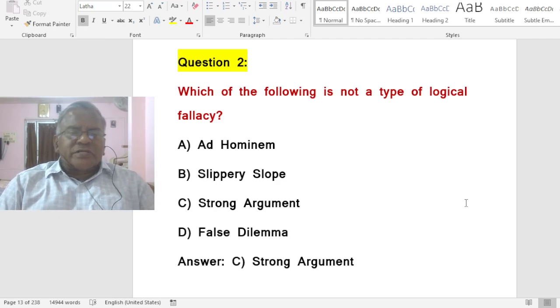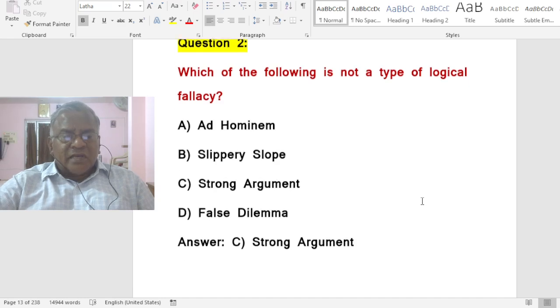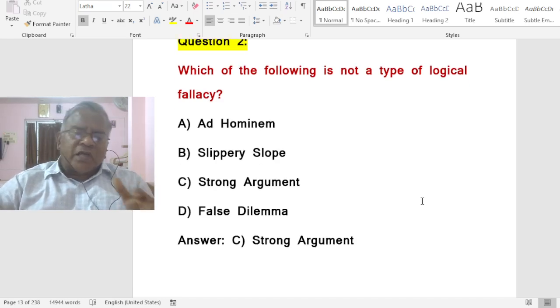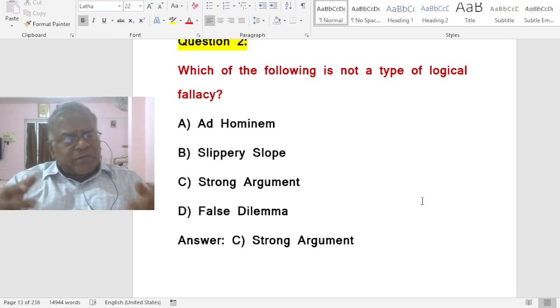Now, in this question, which of the following is not a type of logical fallacy? Now, ad hominem, slippery slope, false dilemma, they are all fallacies. But strong argument is not a fallacy. Strong argument means it's the correct one, true one. As we have said in the example, all men are mortal, Aristotle is a man, so Aristotle is mortal. So it's a strong argument. So it is not a fallacy, very correct. I hope you understood this.